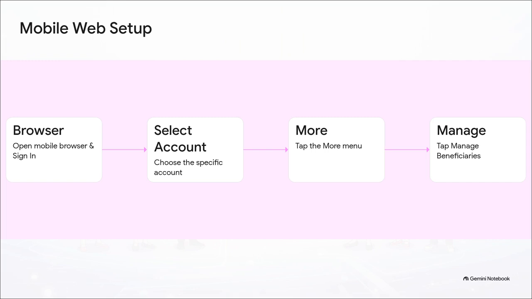Now, if you prefer doing things on your phone, there's a slight catch. You have to use your mobile browser, not the app. The native Capital One app is amazing for checking your balance or depositing checks. But for core structural stuff like adding a beneficiary, you literally need to open Safari or Chrome on your phone, head to CapitalOne.com and sign in there. But once you're logged in, the flow is nearly identical. Select the account, tap More, and then tap Manage Beneficiaries.